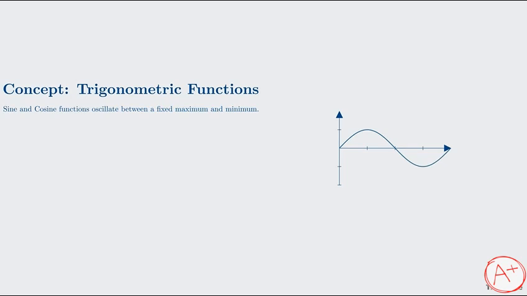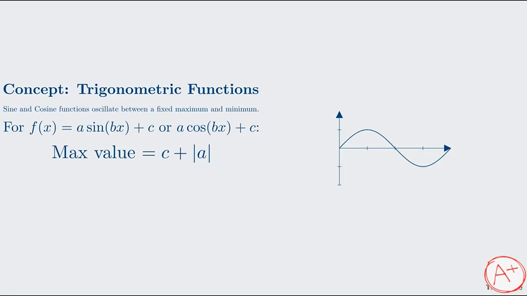For functions of the form f of x equals a sine bx plus c, or cosine bx plus c, the maximum value is c plus the absolute value of a, and the minimum value is c minus the absolute value of a. The value c represents the equilibrium or midline of the wave, and the absolute value of a is the amplitude, which is how far the wave travels above and below that midline.